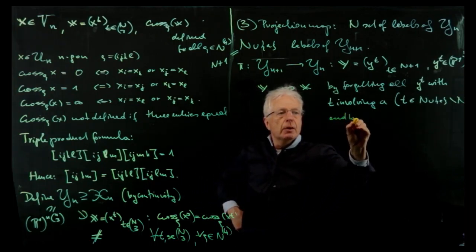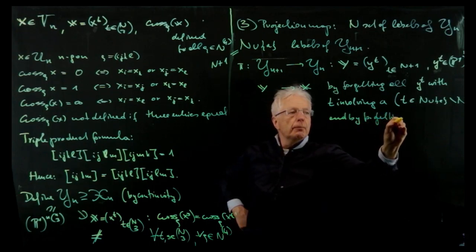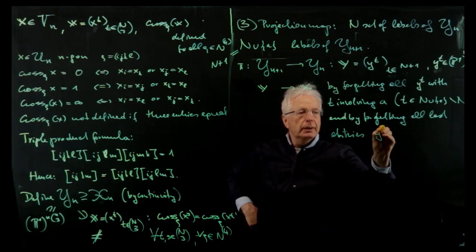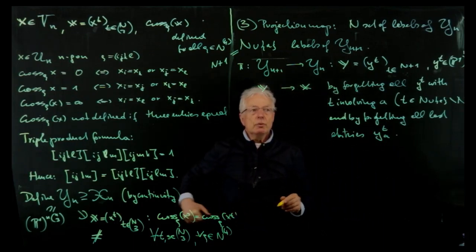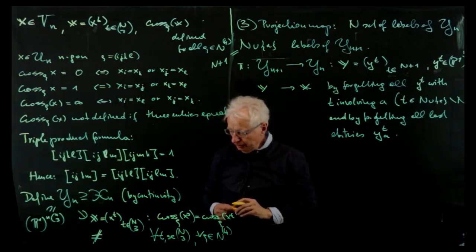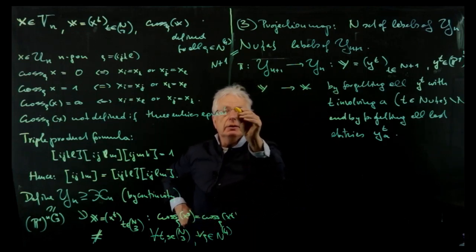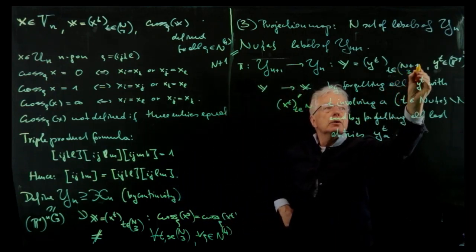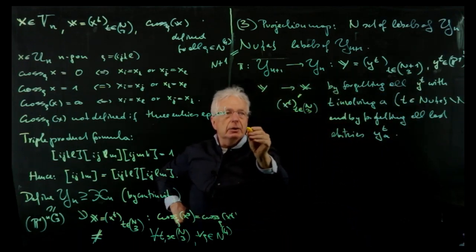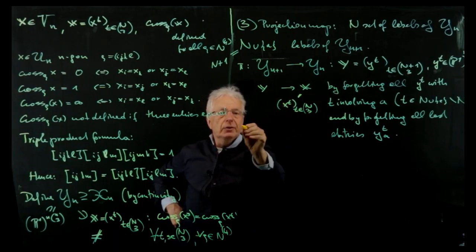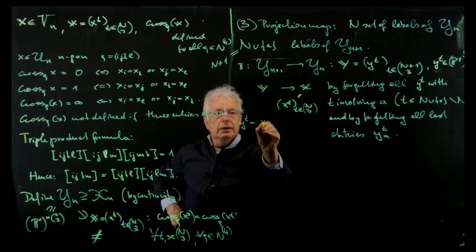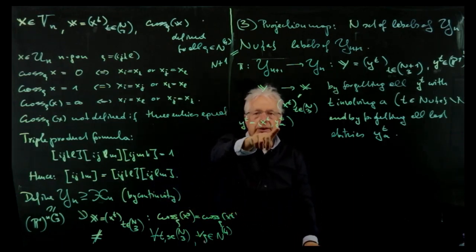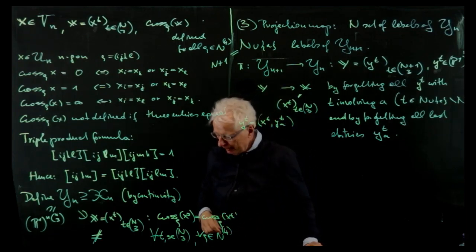And by forgetting all last entries yta. So that's naturally defined. It's a projection. So this X here will be xt, t in n choose 3, where this xt is just yt, forgetting yta for all t in n choose 3. This is a projection map.